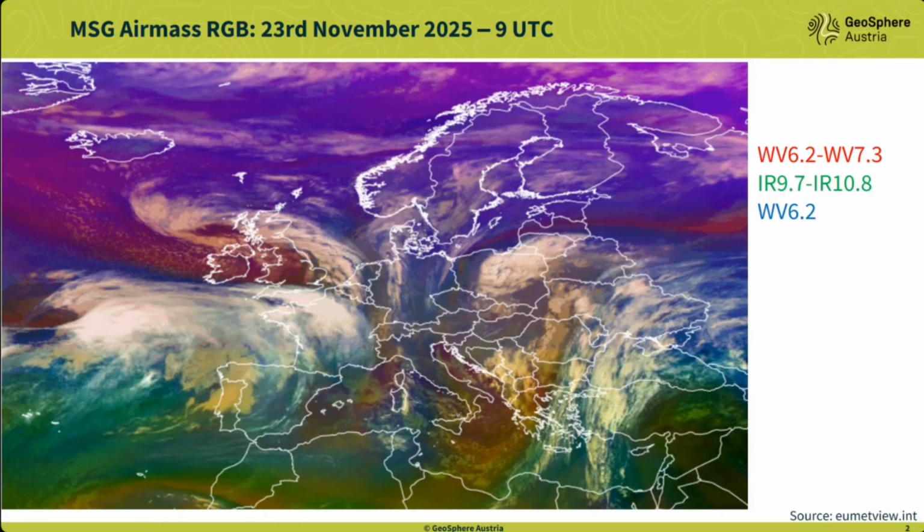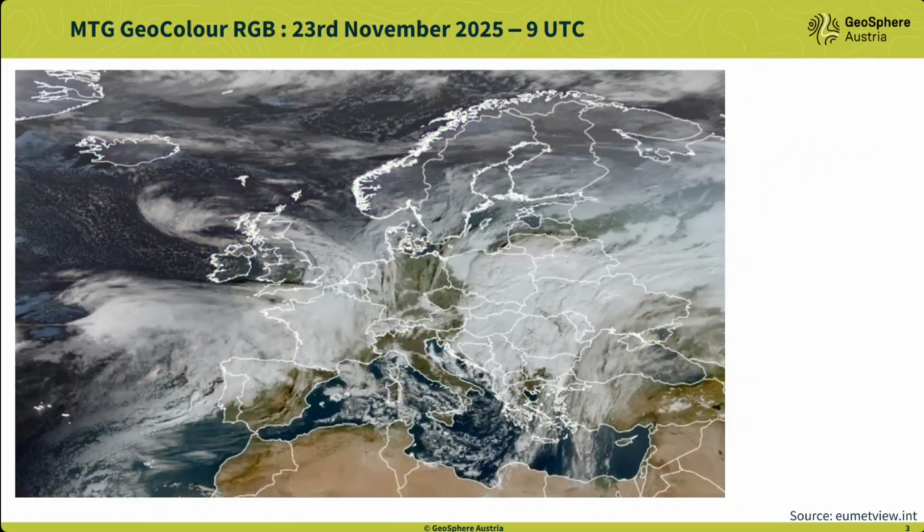So Airmass RGB is always good for a general overview, but for getting more details, we take a look at the MTG color RGB. You can see here lots of clouds over Eastern Europe, over Western Europe, but over Central Europe, there you have this small area of more or less cloud-free conditions from Germany to southern Italy. We see here some features which may be low stratus, but let's take a closer look.